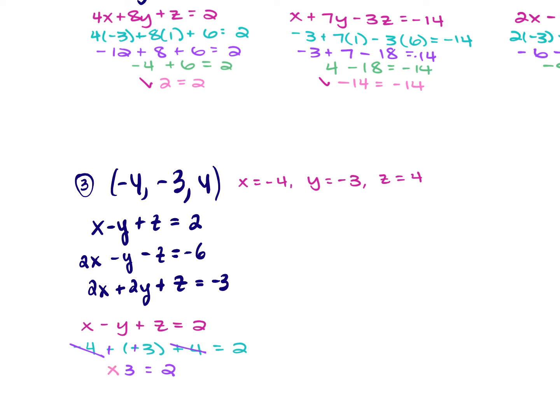So because we start with a false statement for that one, the ordered triple of -4, -3, 4 is not a solution. So it doesn't matter if any of the rest of them are true, because that one is false, it is not a solution.